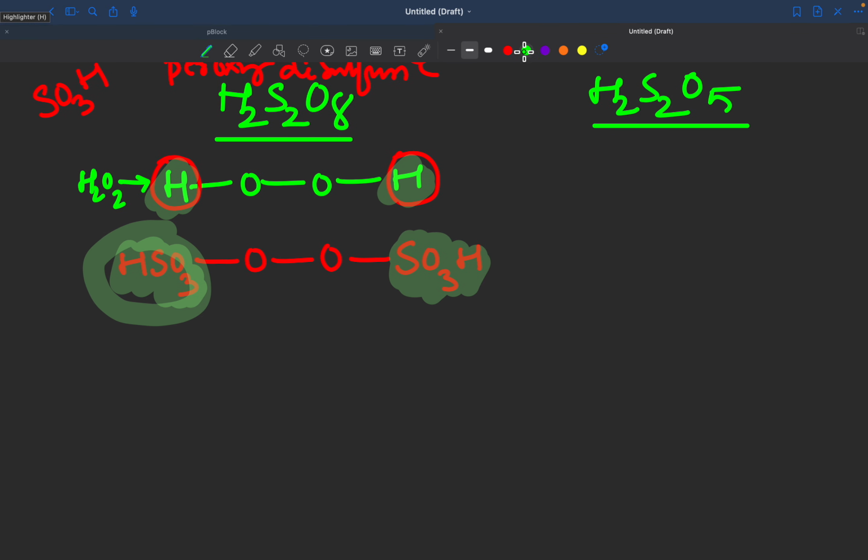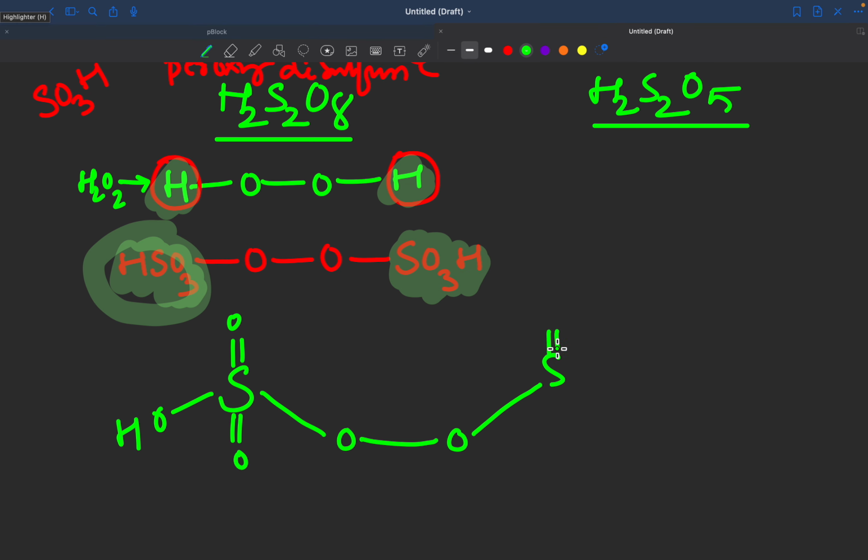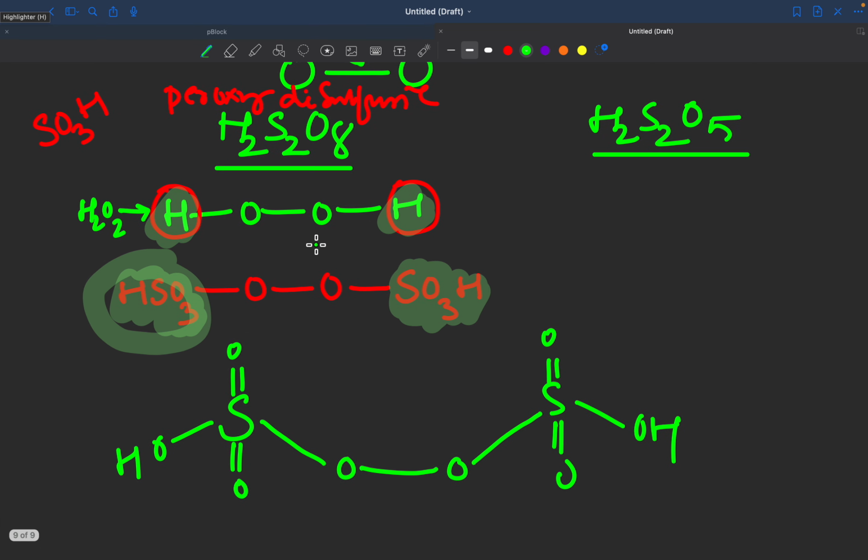In the structure of it, you have two sulfurs. One sulfur is connected with the peroxy bond to the other oxygen through this sulfur. These are the two sulfurs, and each sulfur has the same kind of structure. Here is OH, here is also OH, right? So this is the entire structure of H2S2O8, peroxy disulfuric acid.